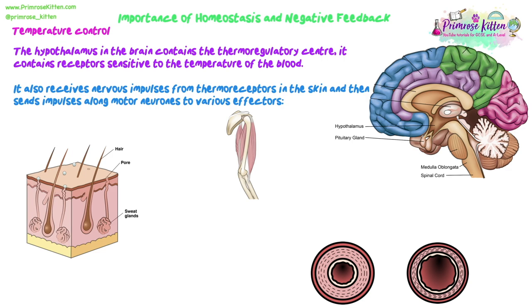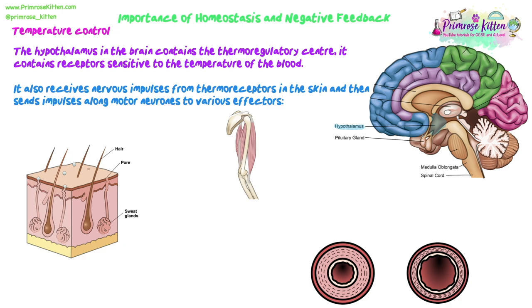Okay, so we're going to look at temperature control briefly, and then we're going to go into a lot more detail on the other factors we've talked about. So the hypothalamus in the brain is the area that contains the thermoregulatory center, and it contains receptors that are sensitive to the temperature of the blood. So that's where our receptors are.